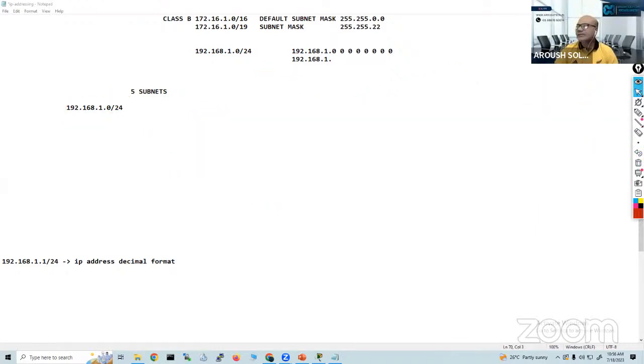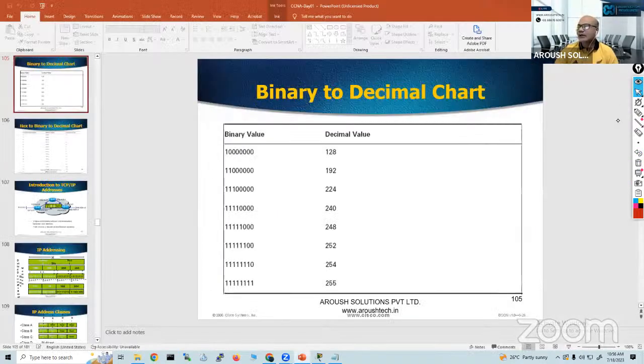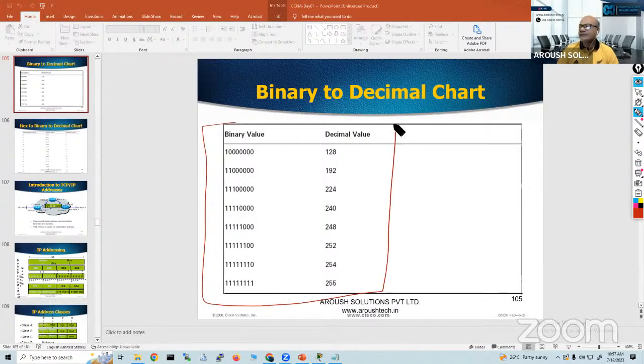So now we'll do some basic lab, guys. Let me jump in. You should remember this one, guys. This is quite a very important chart. I think I had shared these slides with you. Okay.